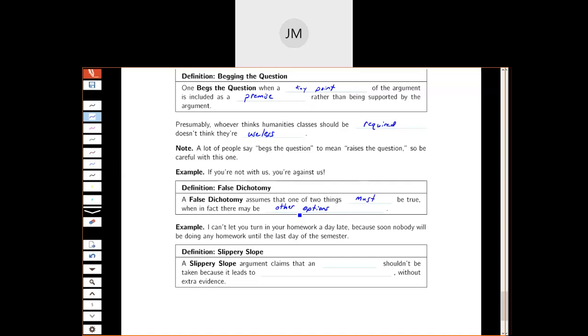All right, here's another example. I can't let you turn in your homework a day late because soon nobody will be doing any homework until the last day of the semester. And again, this term is one that you'll commonly hear referred to, like in media, a slippery slope argument. A slippery slope argument claims that an action shouldn't be taken because it leads to further actions.